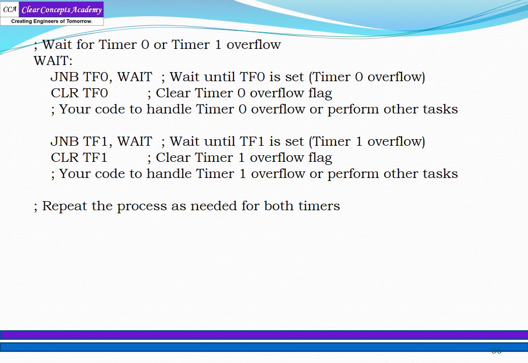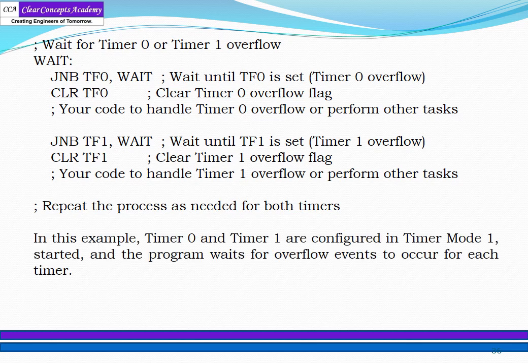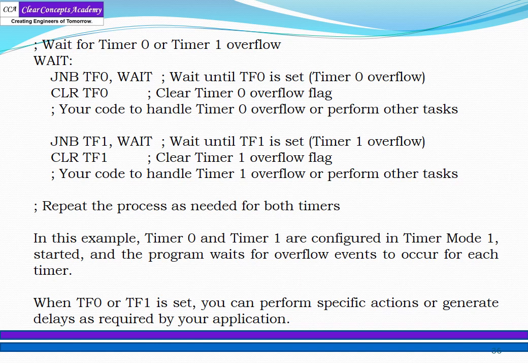This is what a program for operation of timer 0 and 1 in timer mode 1 looks like. In this example, timer 0 and timer 1 are configured in timer mode 1. Then they are started and the program waits for the overflow event to occur for each timer. When TF0 or TF1 is set, it becomes 1. You can perform a specific action or generate a delay as required by your application.